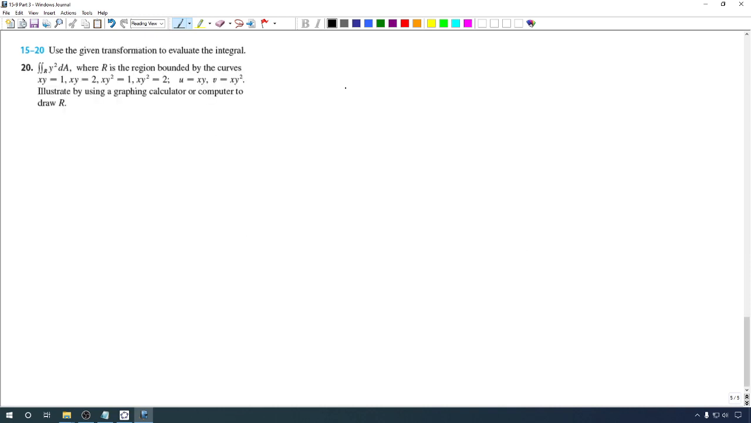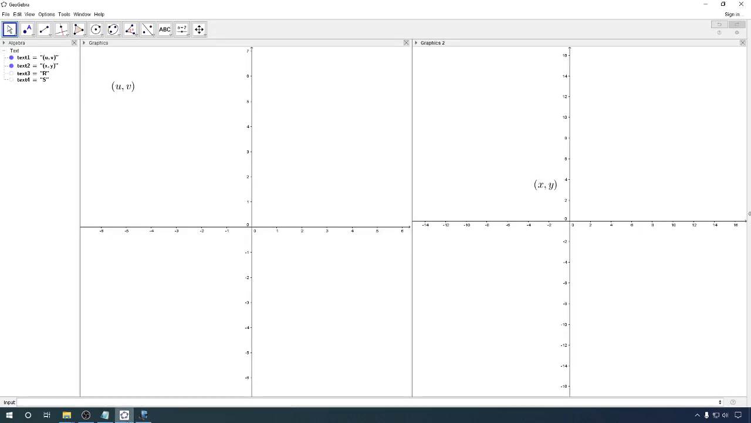Our last example is problem 20. Here again, we want to take the double integral over some region. This time they gave us the boundary curves. I mean, they gave us the boundary curves last time. It was just the ellipse. But now our boundary curves are these 4 different curves. We have xy equals 1, xy equals 2, xy squared equals 1, and xy squared equals 2. So let's go ahead and plot those curves.